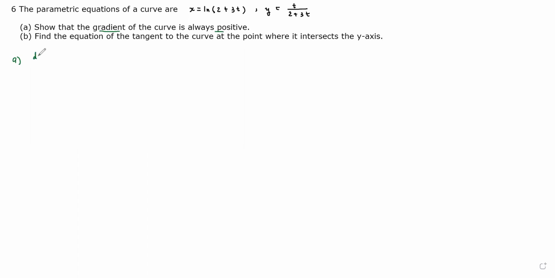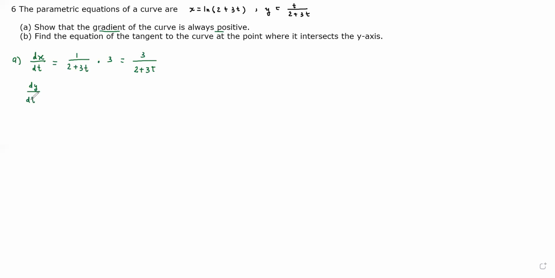In order to find dy/dx, we must find dx/dt. Since x is ln of (2 + 3t), when we differentiate this with respect to t, we have 1 over (2 + 3t). We still need to differentiate the inner function with respect to t, and that will give us a value of 3. dx/dt is 3 over (2 + 3t).